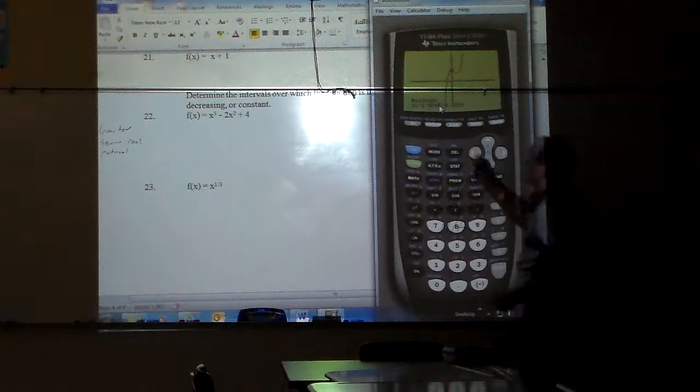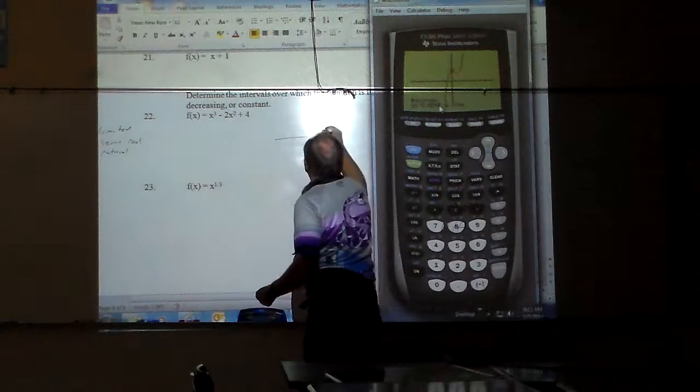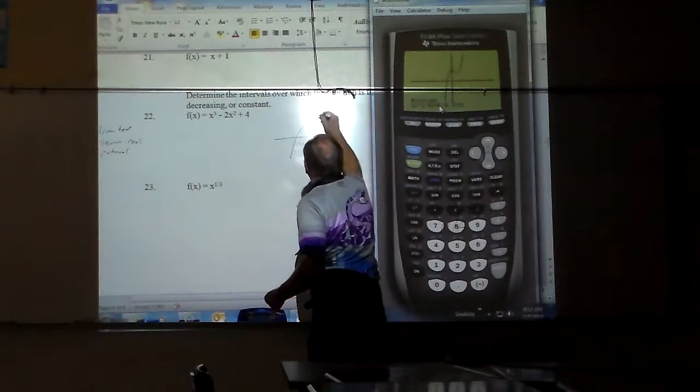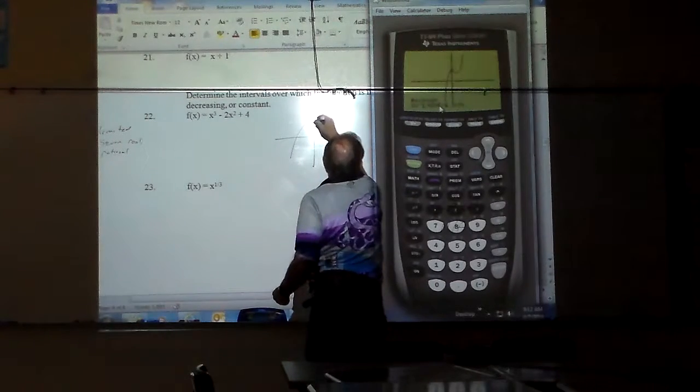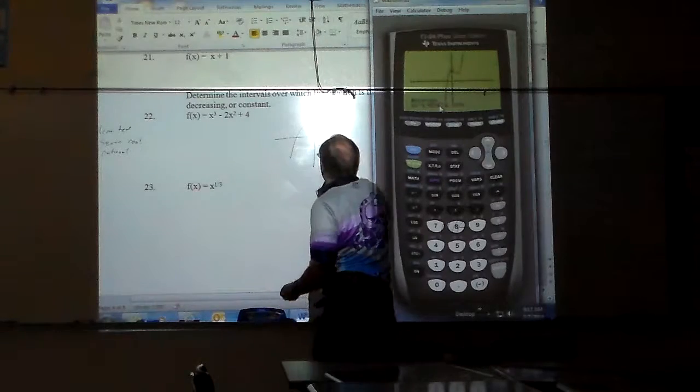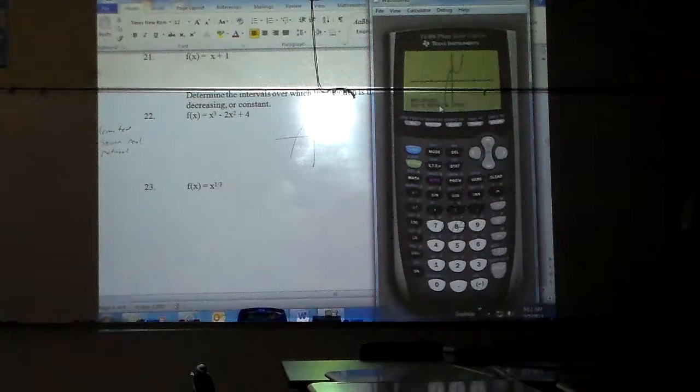So let's make a little note here. All right, that's the point 0, 4. That's the maximum. And then it's going to come down here and go back up. I'll leave that up there so I can write some stuff down. We can look at it real close. Okay, that one's going to be a minimum.